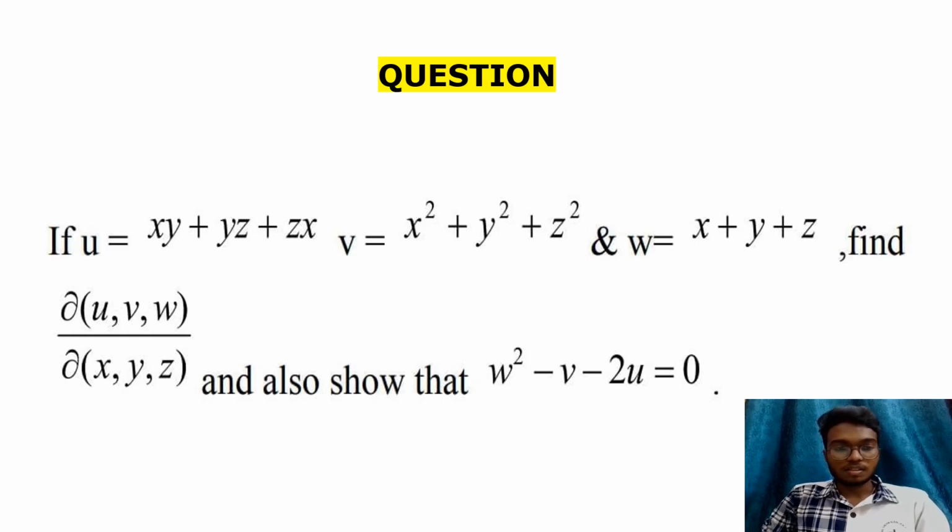So, here is the question. If u is equal to xy plus yz plus zx and v is equal to x square plus y square plus z square and w equals x plus y plus z, then find ∂(u,v,w) with respect to ∂(x,y,z) and also show that w square minus v minus 2u equals 0.